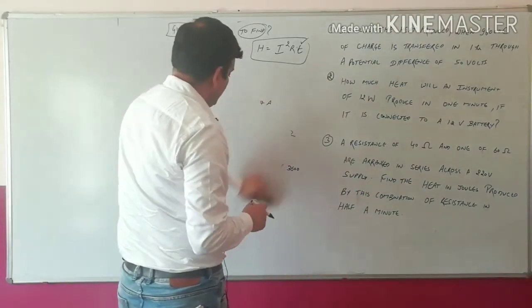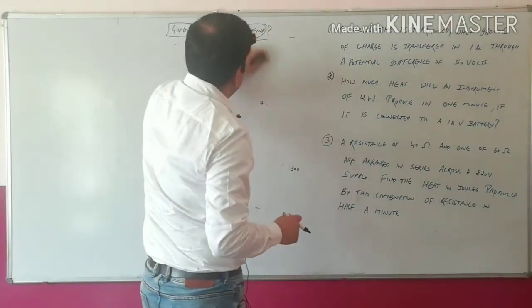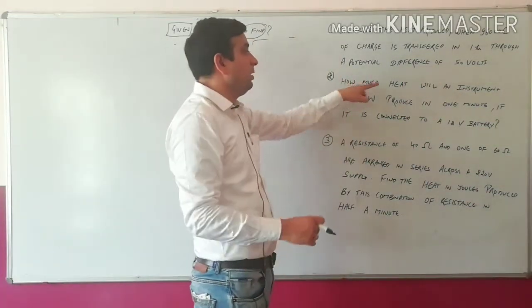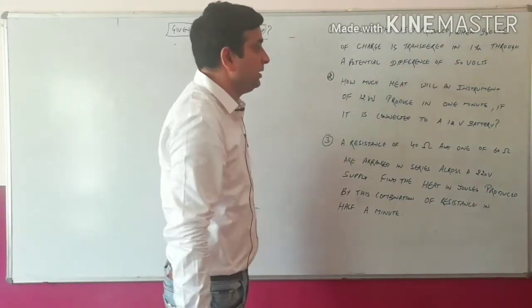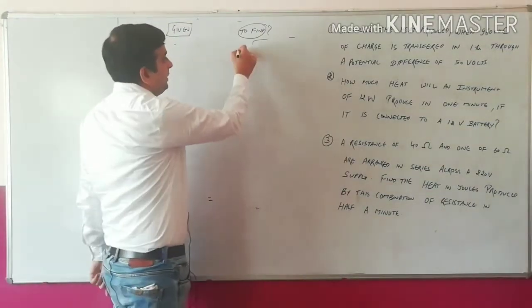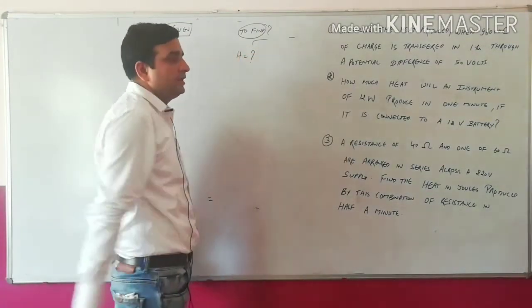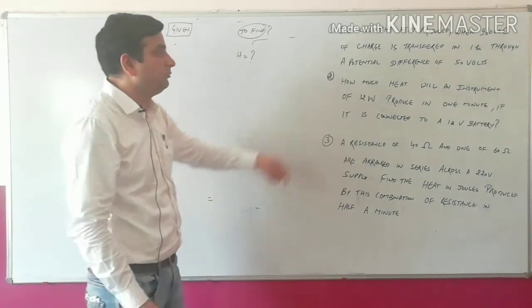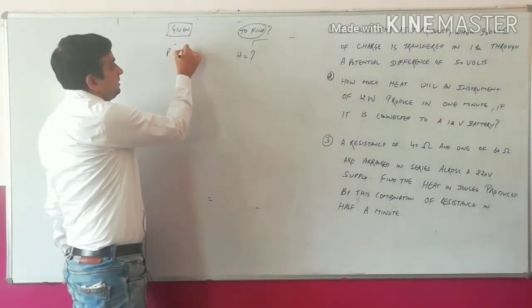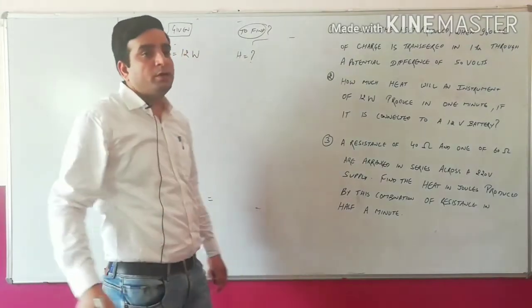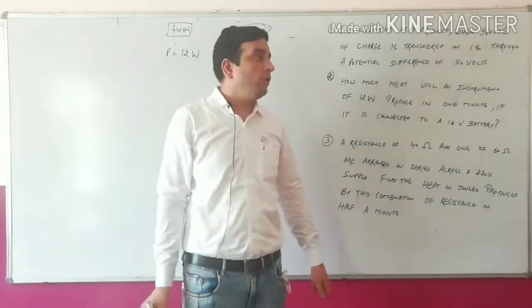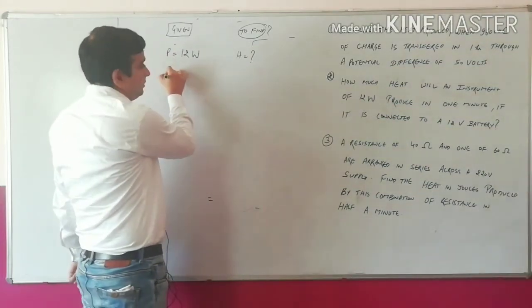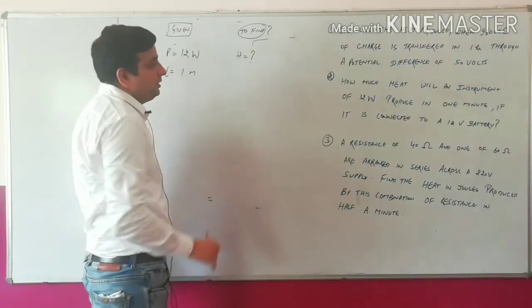Now we will move to the next numerical, and again read the statement carefully. And what is the statement? How much heat will an instrument of 12 watt produce in 1 minute? So heat energy we have to calculate. What is 12 watt? Power. Time is given, 1 minute.